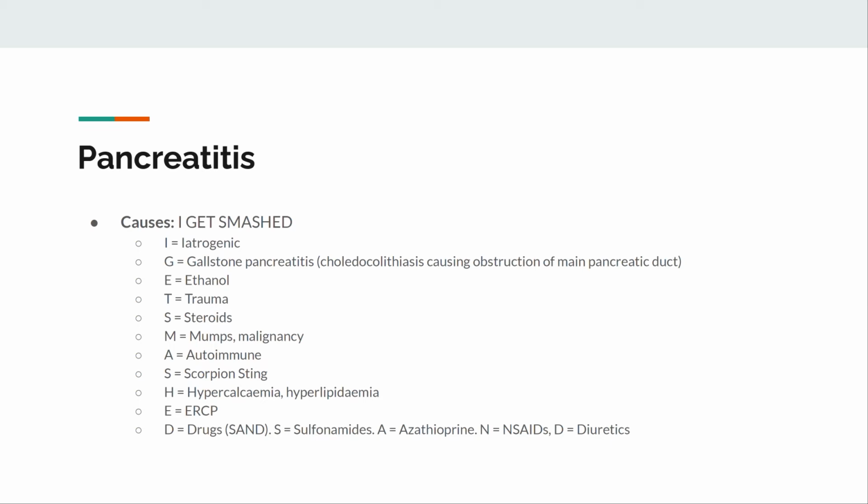So if someone has choledocholithiasis, where the stone is in the common bile duct, obviously the main pancreatic duct connects to the common bile duct to eventually get to the ampulla. If the stone is there distal to the connection between the main pancreatic duct and the common bile duct, then you can get pancreatitis because the pancreatic secretions are blocked and you get reflux into the pancreas itself and then it gets inflamed. Alcohol, trauma, steroids, mumps, malignancy, autoimmune, scorpions, hypercalcemia, hyperlipidemia, ERCP, which is a procedure we do in hospital.